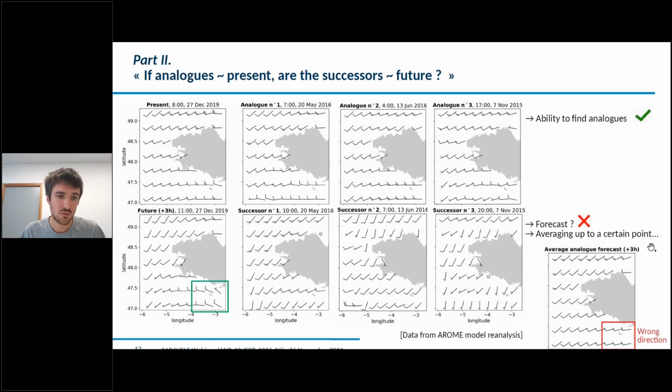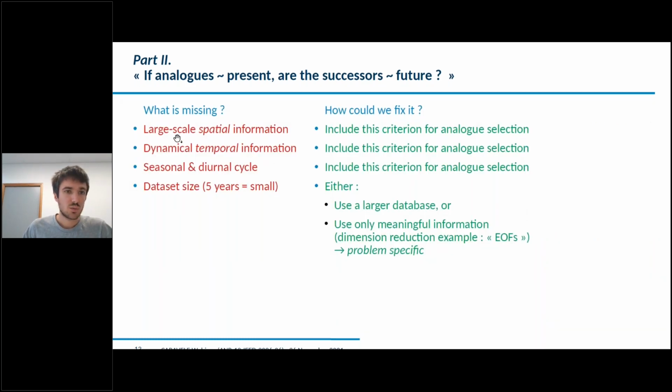But if you try to look at a harder problem, not a 1-hour but a 3-hour forecast, you can still do an average, and it's still better than using the individual successors, which can sometimes go in very different directions. But there are still some issues. For instance, here again at the boundary, we have a wrong direction compared to the real future. So what is missing here? We're missing large-scale spatial information because, as you've seen, we have problems at the boundary.